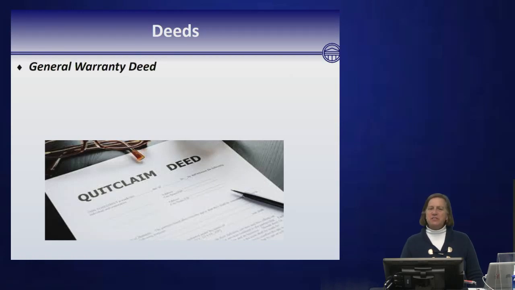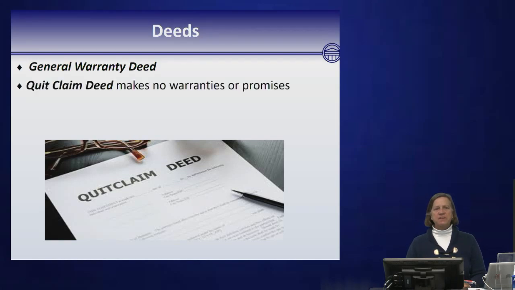A deed. There are several different types of deeds that you could have. What you want, if you're buying property, is a general warranty deed. With a general warranty deed, the grantor is essentially telling you, I have good title to this property, and I'm conveying good title to this property to you.